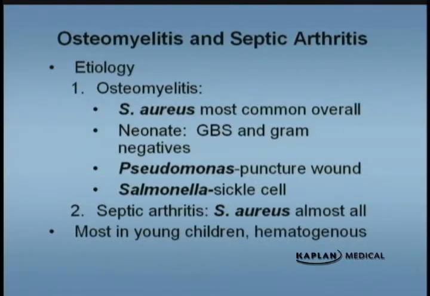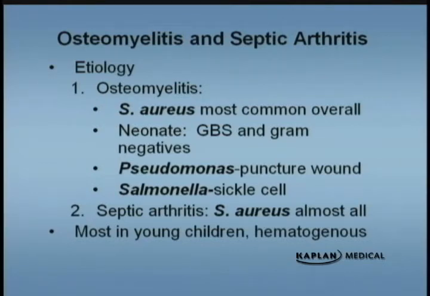With sickle cell, always think of Salmonella. Salmonella and Staph aureus are probably neck and neck there as being the most common cause in a patient with sickle cell. So remember to always cover the patient with something that kills Staph aureus as far as antibiotics are concerned. Septic arthritis is most commonly caused by Staph aureus. That's the first thing you're going to think of.